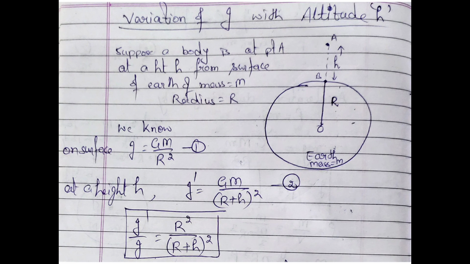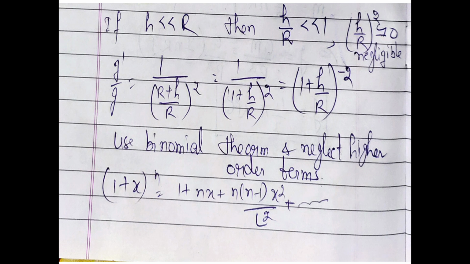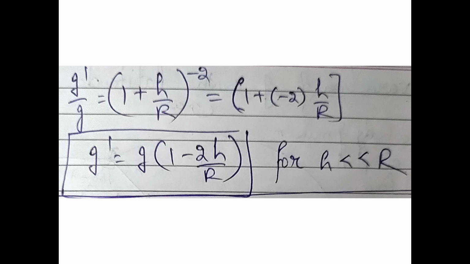If h is very less than R, then h by R is very less than 1. So if it is (h by R) square or cube or higher order terms, then they will be neglected, because h by R is very less than 1. So do some simple mathematics as shown in the figure. Use the binomial theorem, (1 plus x) raised to power n will be equal to 1 plus nx. Then also neglect higher order terms, and you will get this relation: g dash is equal to g into (1 minus 2h by R).